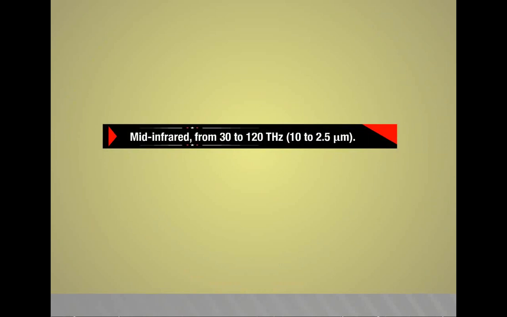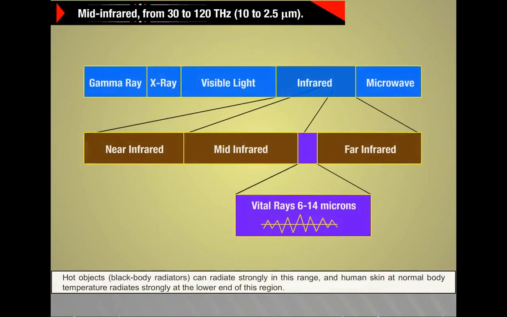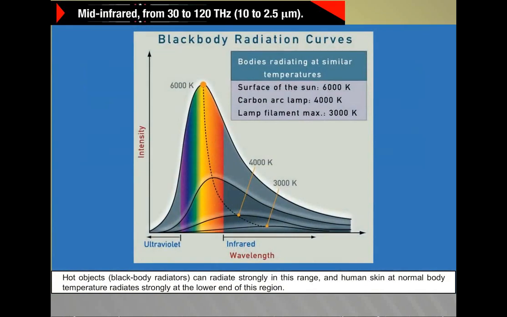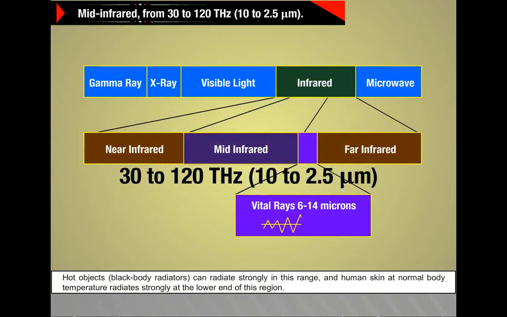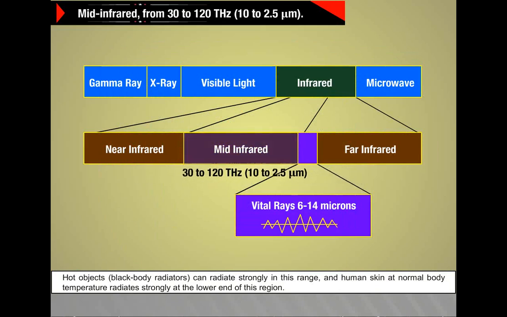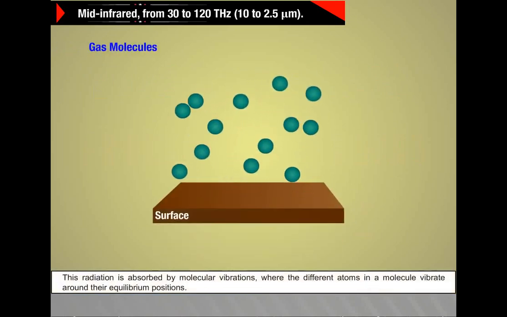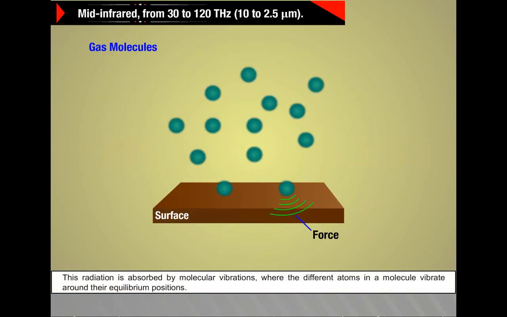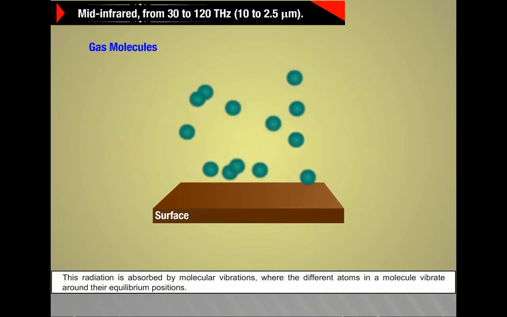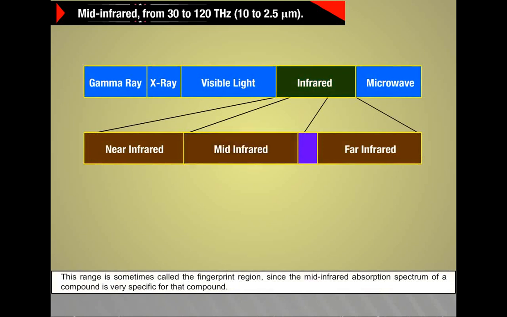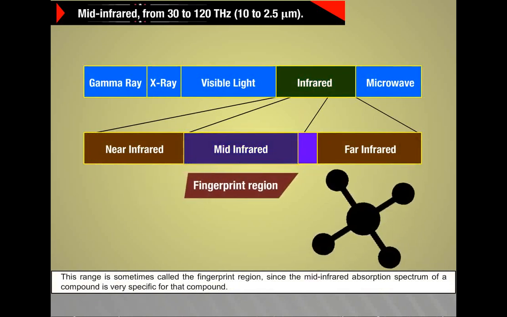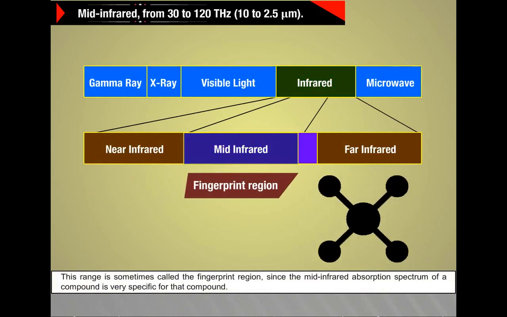Mid-infrared from 30 to 120 terahertz, that is 10 to 2.5 micrometer. Hot objects, that is black body radiators, can radiate strongly in this range, and human skin at normal body temperature radiates strongly at the lower end of this region. This radiation is absorbed by molecular vibrations, where the different atoms in a molecule vibrate around their equilibrium positions. This range is sometimes called the fingerprint region, since the mid-infrared absorption spectrum of a compound is very specific for that compound.